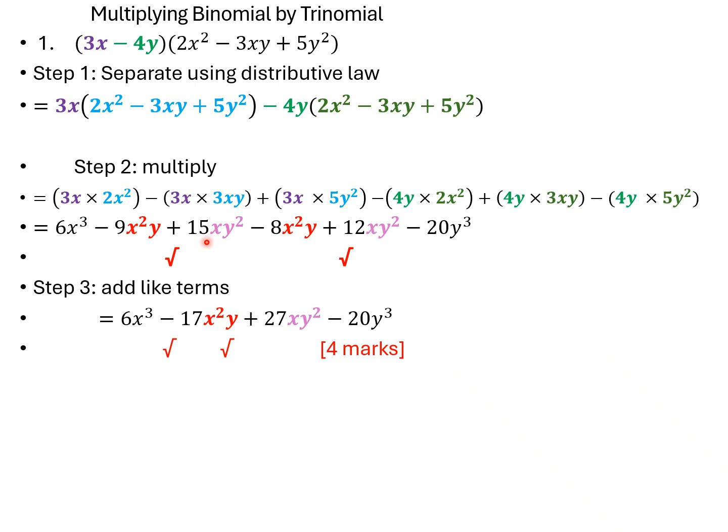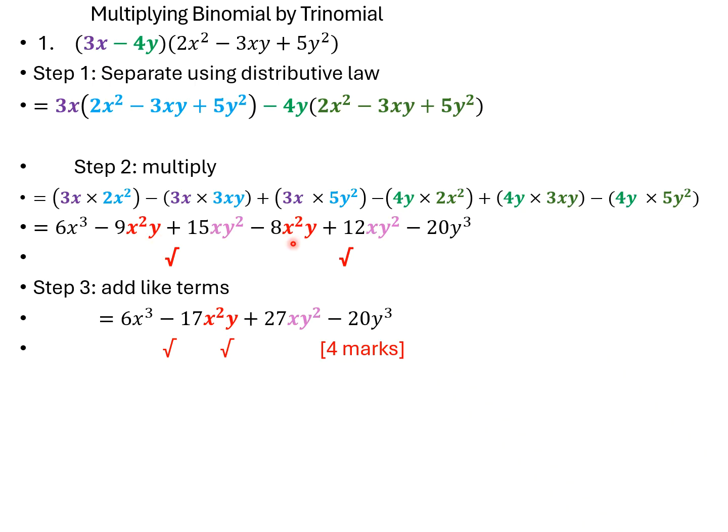So we give you 1 mark for the first 3 that are correctly multiplied, and another mark for the last 3 that are correctly multiplied. Now you have to look for the like terms. So 6x cubed is the only 6x cubed, so it stays 6x cubed. My apologies.